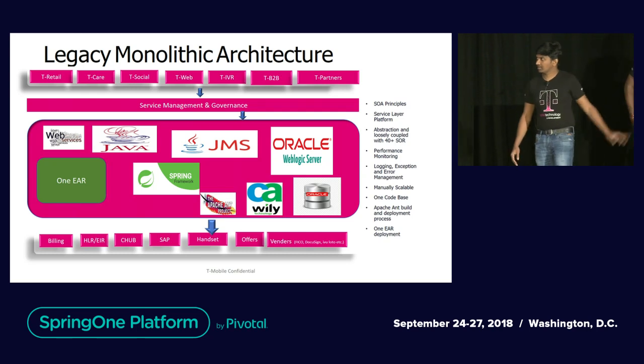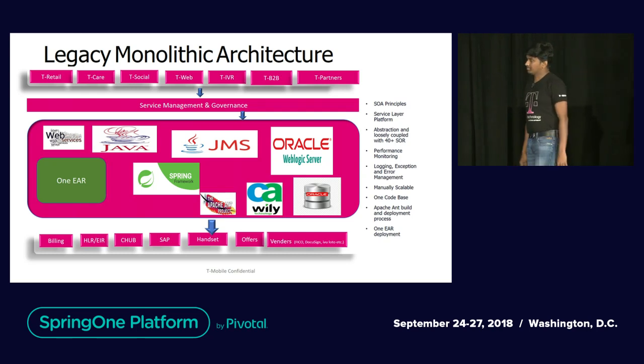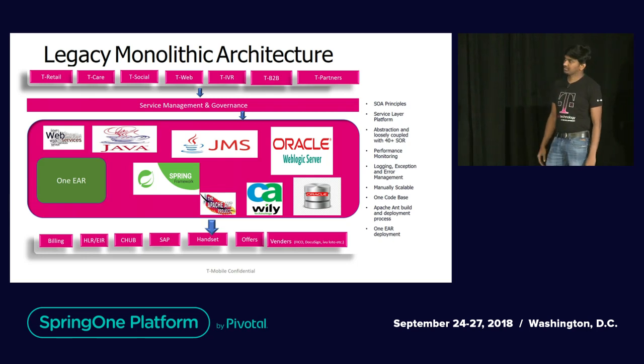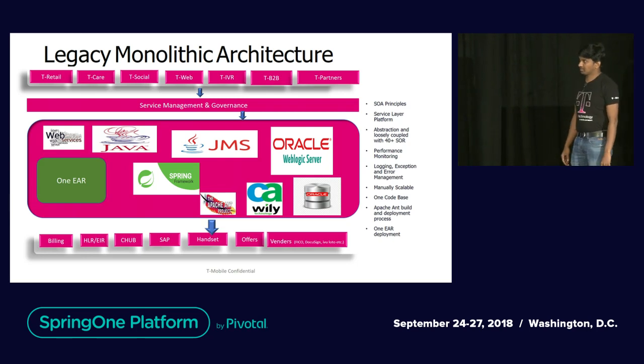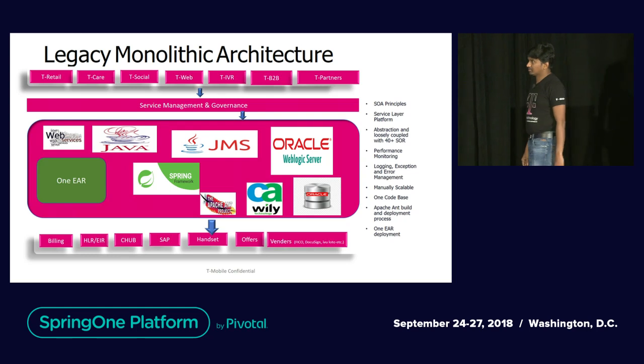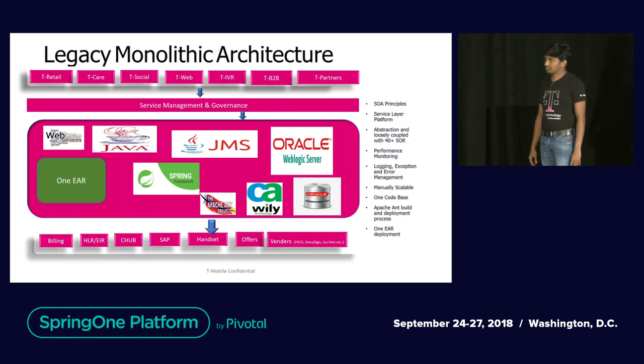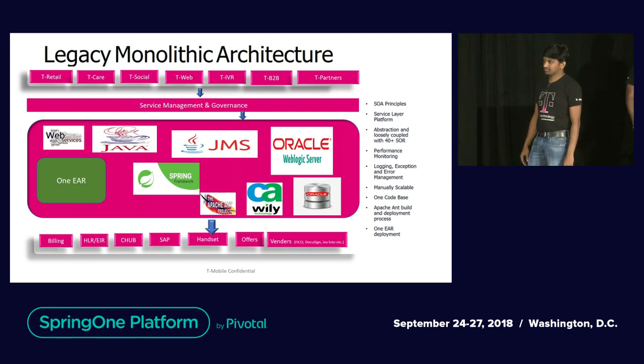So this is how our legacy monolithic RSP application architecture looks. We get calls from our retail channels, care channels, self-care channel, IVR, business channels, and partners such as Amazon and Apple. All the calls that we get come through a gateway that is called API Exchange for us.